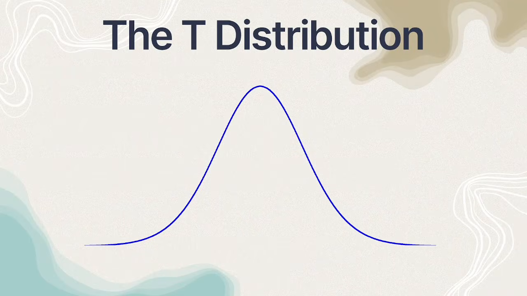The t distribution. For our next type of test, we need to introduce the t distribution. It looks a lot like the normal bell curve, but it is used specifically for population means with smaller or less certain sample data.